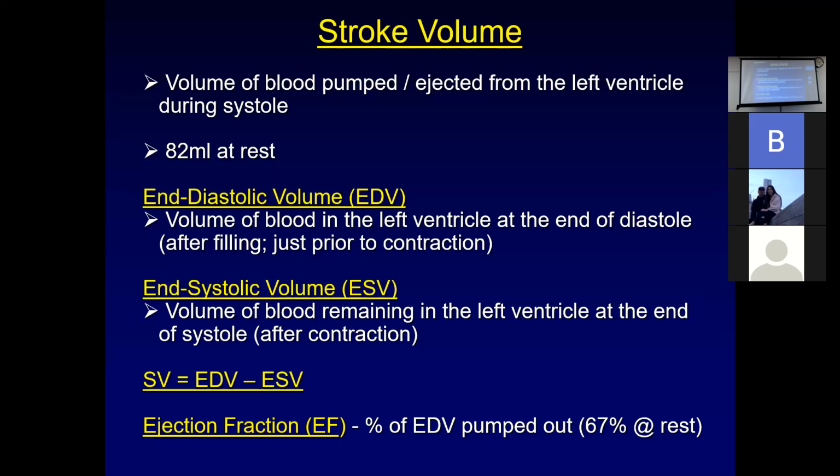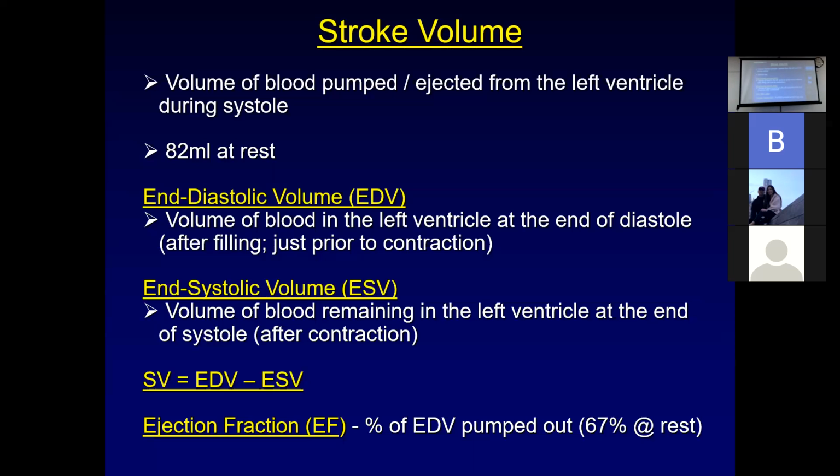Okay? You can calculate stroke volume in what I always think is kind of a strange way, but it is the difference between what we call end diastolic volume and end systolic volume. End diastolic volume is the volume of blood that has filled into the left ventricle during ventricular diastole. So while the ventricle is relaxed, the atria contract and push blood into the ventricle.